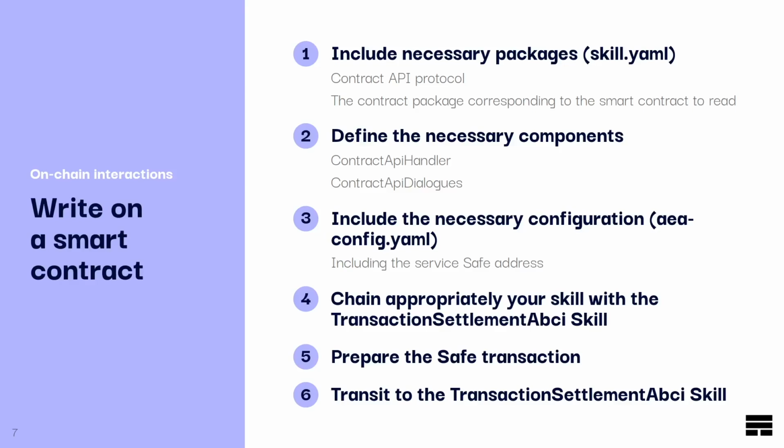When you are inside the method where you want to write on a smart contract, you need to prepare this safe transaction, and then your service needs to transit to the transaction settlement ABCI skill, which will take the transaction that you have prepared. This transaction will be stored on the synchronized data. It will take this transaction from the synchronized data and settle it on chain.